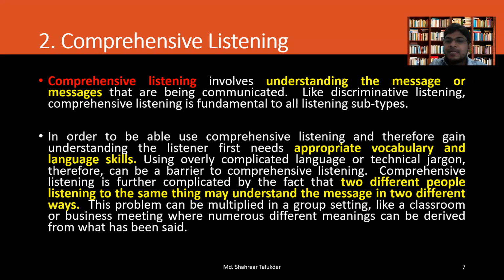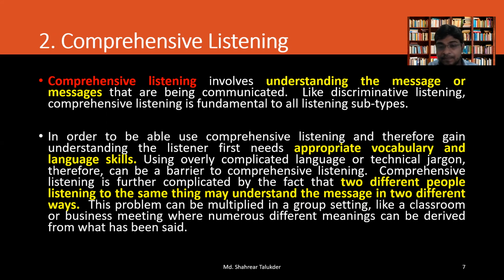The problem can be multiplied in a group setting, like a classroom or business meeting, where numerous different meanings can be derived from what has been said. Now, you see, this is very common. Sometimes maybe your dad said something to all of your siblings, and maybe you have 4 or 5 siblings, that is brothers and sisters. One of your brothers understood it in a different way. You have understood your father's speech or his instruction in a different way.